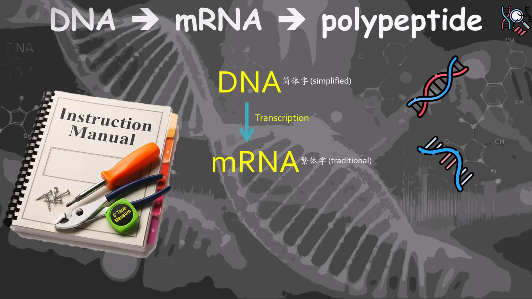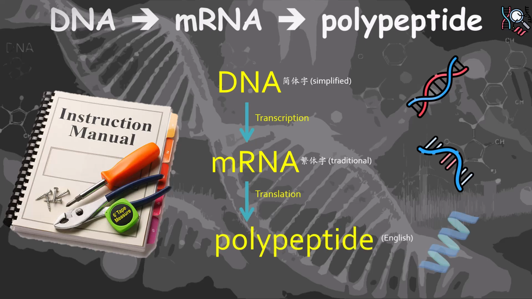Finally, the ribosome, which we learned about in Chapter 1, will translate the mRNA into a polypeptide. This is like translating traditional Chinese into another language, as it involves chaining amino acids together based on the code of nucleic acids.